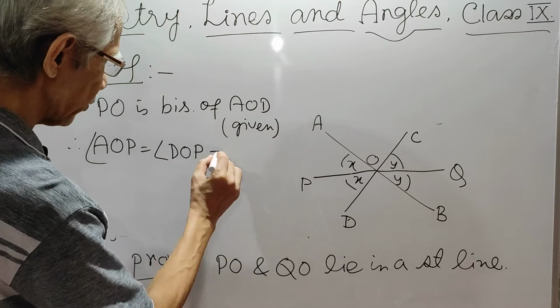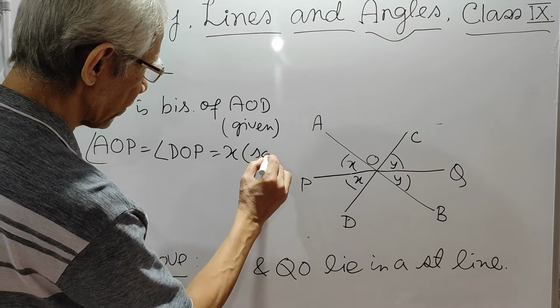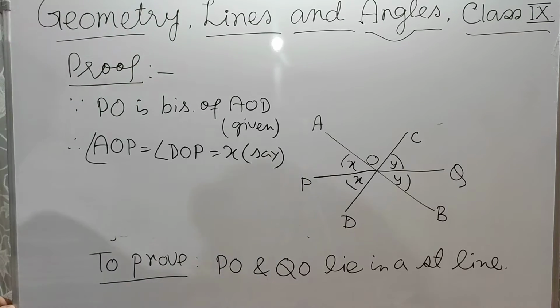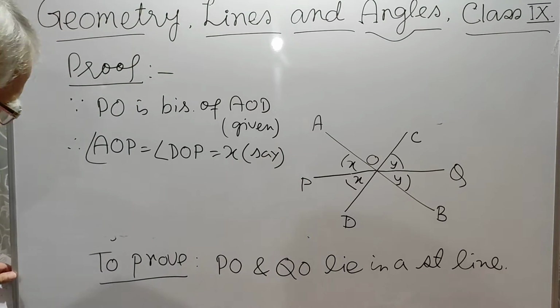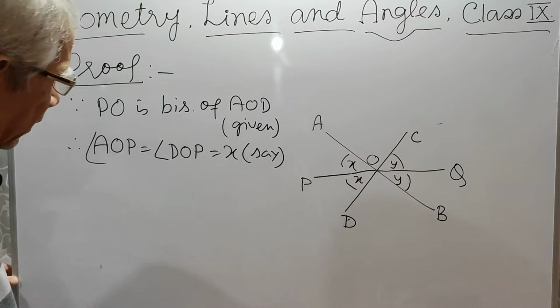Now, for convenience, we have called these two angles what? X. So, say, suppose. All right. Okay. Now, similarly, again what?